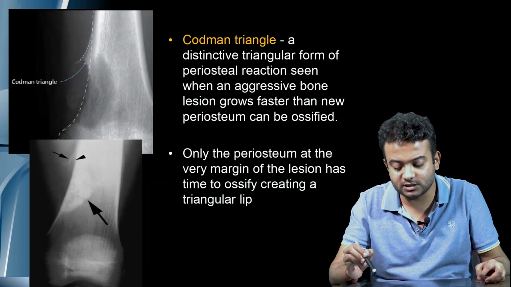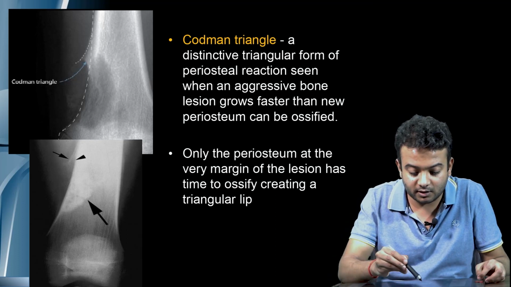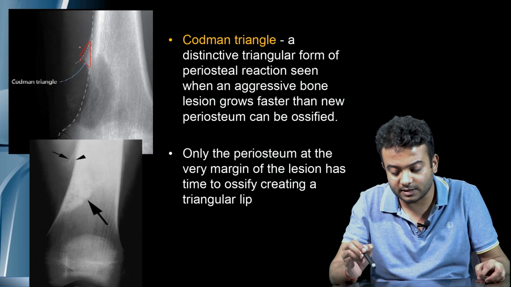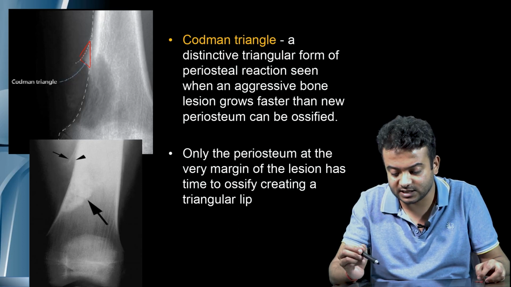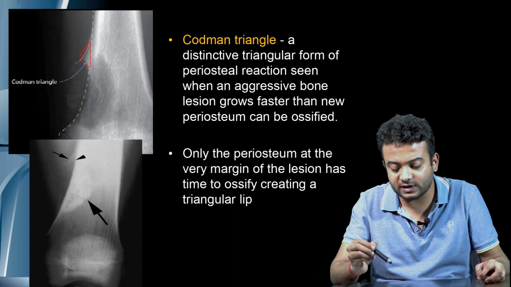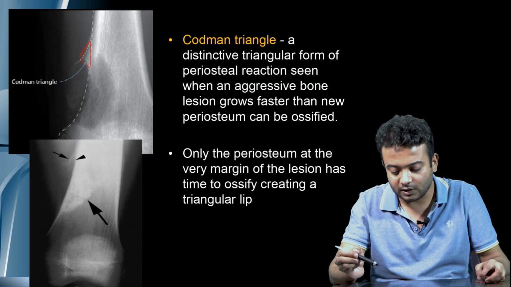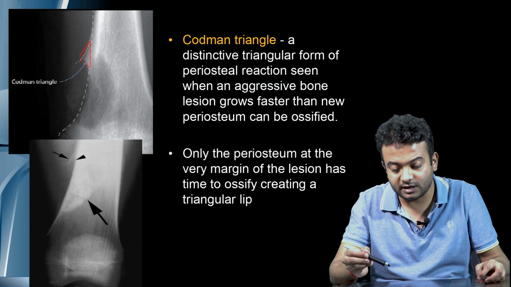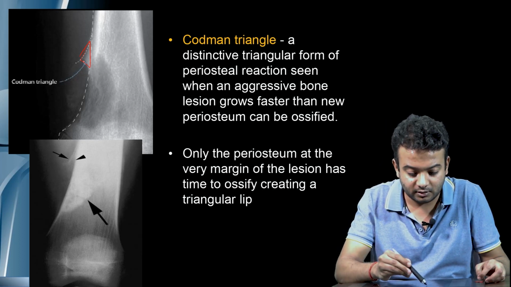And Codman's triangle is a distinctive kind of periosteal reaction, in which a triangular periosteal reaction is formed, and this is referred to as a Codman's triangle. Usually it can be seen in various processes like osteosarcoma, and even in Ewing sarcoma. This occurs when the lesion is very aggressive and grows faster than the new periosteum can be laid down, and only the periosteum at the very margin of the lesion can be seen, which creates a kind of triangular lip as shown in the figure.